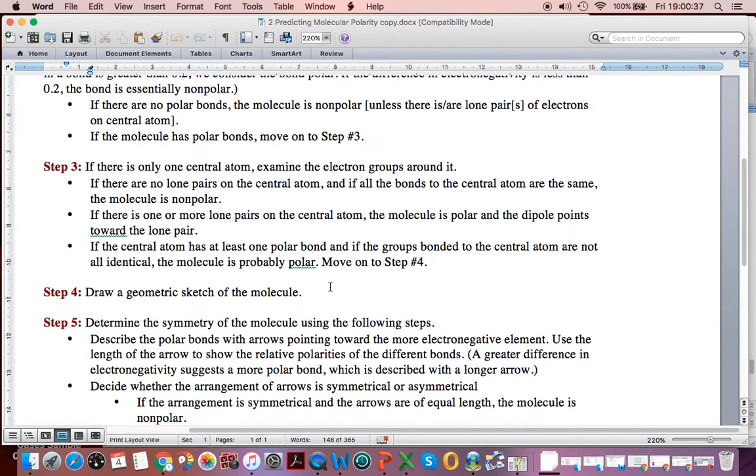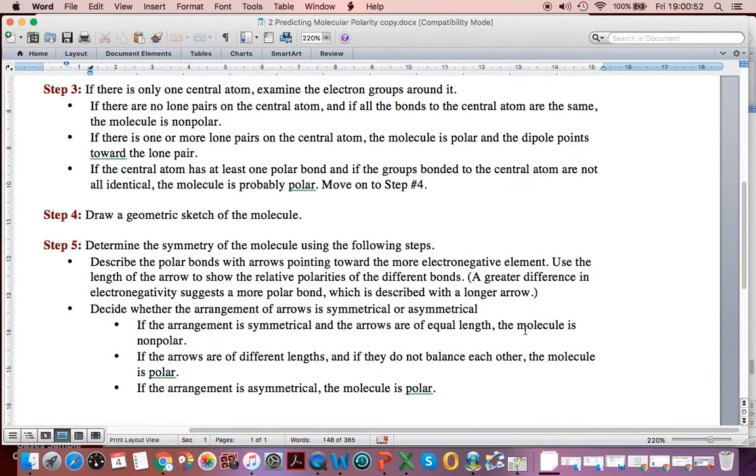And so it says, once you've done that, you make your sketch of the molecule. And if it's polar, you're going to put in an overall arrow to represent the dipole. And it points to the part of the molecule that wants to be the most negative, the highest electronegativity. It also talks about the symmetry.